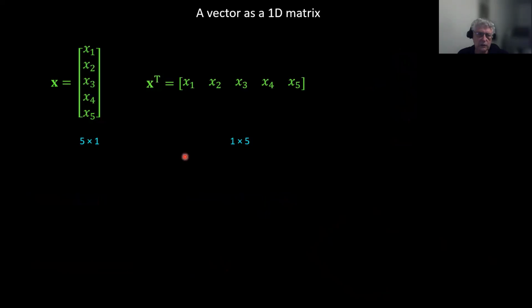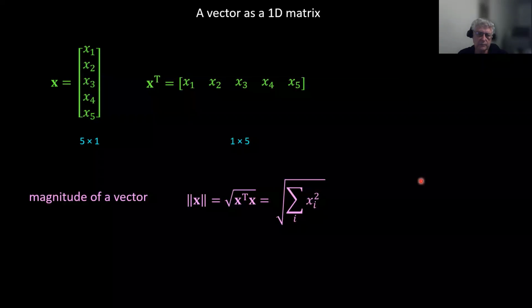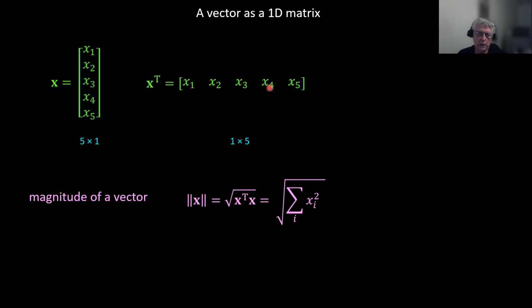So let's now do the dot product between X and X, that is X transpose X. The square root of X transpose X, which is the square root of the sum of the elements squared, is the norm or the length or the magnitude of the vector X, denoted by these double bars. A unit vector is a vector whose magnitude is 1.